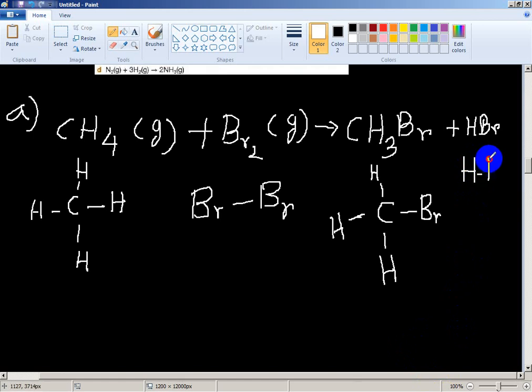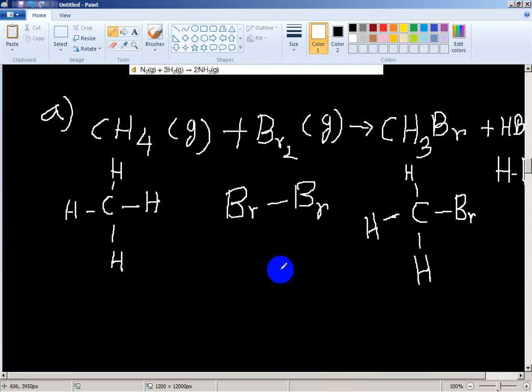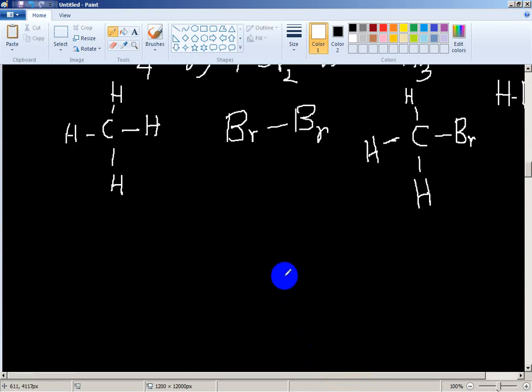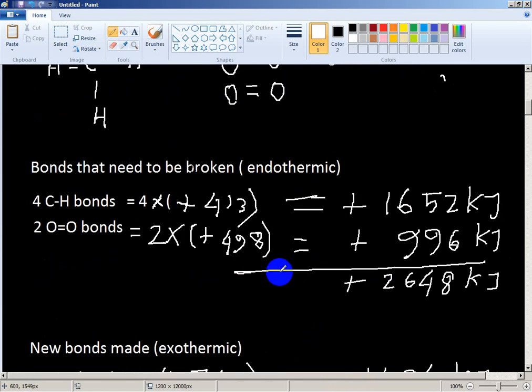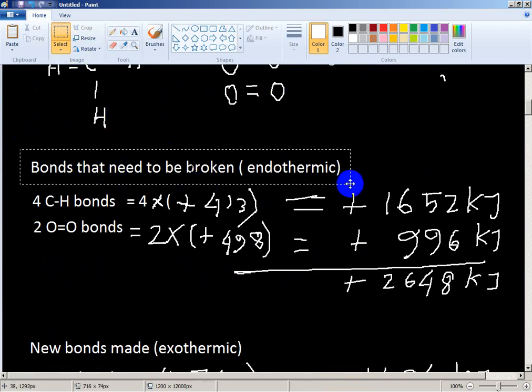One hydrogen bromine bond, one carbon hydrogen bromine bond. Okay, now I start the second step. Now I write these things: bonds that need to be broken, endothermic. I copy and paste these.